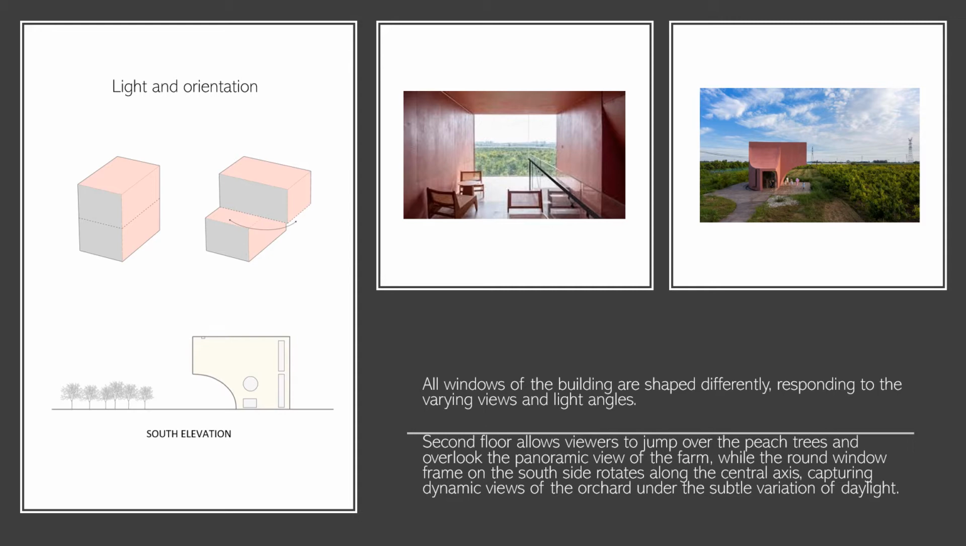The project also has its own dialogue about the use of orientation and light. All windows of the buildings are shaped differently, responding to the varying views and light towards the site. The large floor-to-ceiling windows on the second floor allow viewers to oversee the peach trees and experience the panoramic view of the farm, while the round window frames on the south side rotate along the central axis, capturing the dynamic view of the orchard under the subtle variation of daylight.